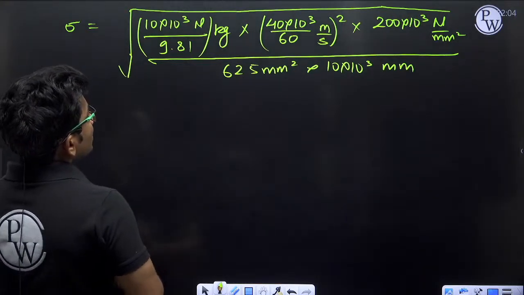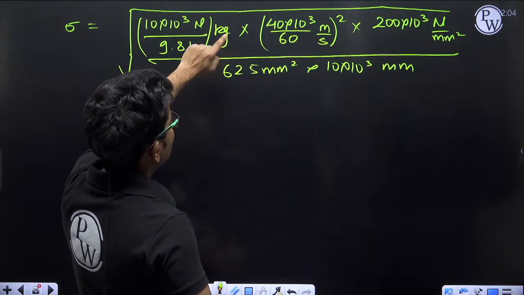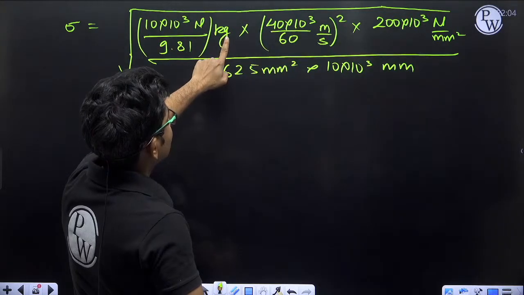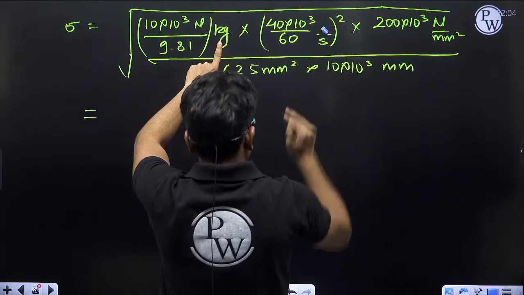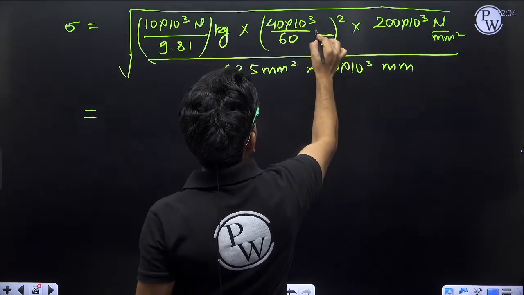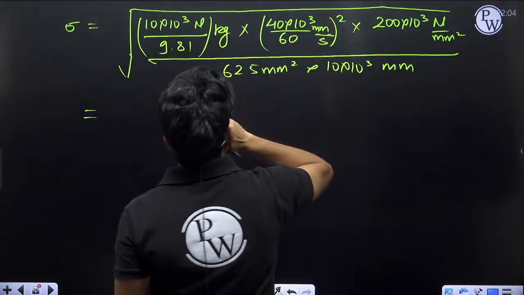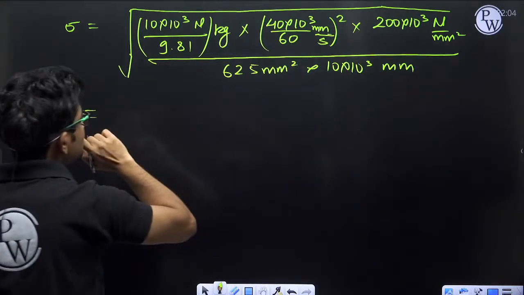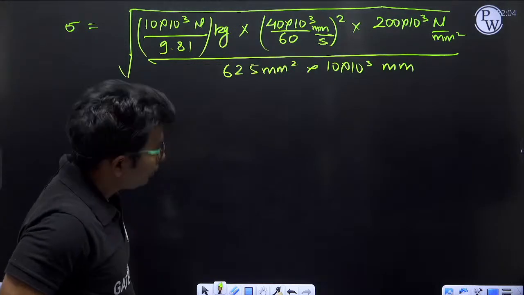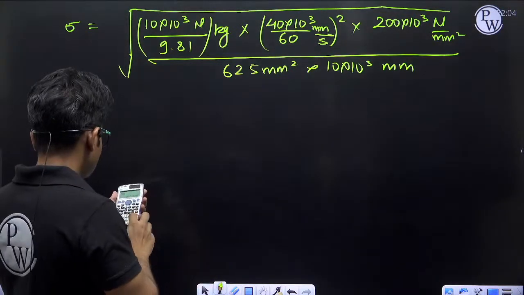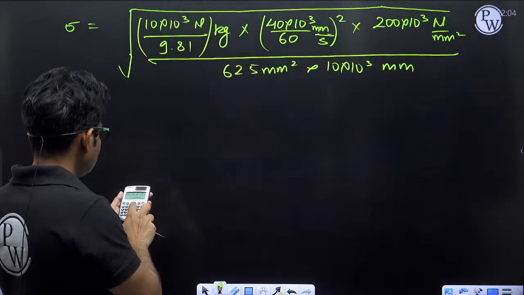Now I want 1 meter here. This is mm per second, not meter per second. I have already converted, so this has become mm per second. So let me calculate the value. What value am I getting? The value will be the same.